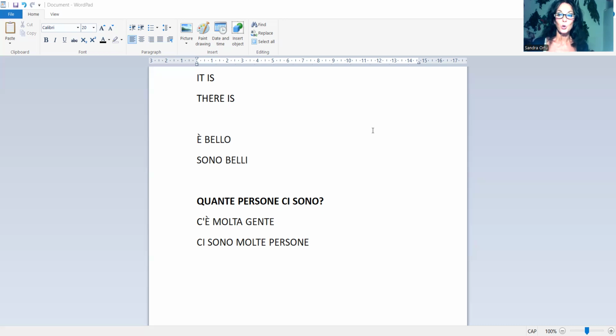We say sono belli, are beautiful. So again, the little word "they" in this example is not there. This issue happens when you want to translate "it", which, as I said, we don't really have in Italian. "It" in English refers to an object.